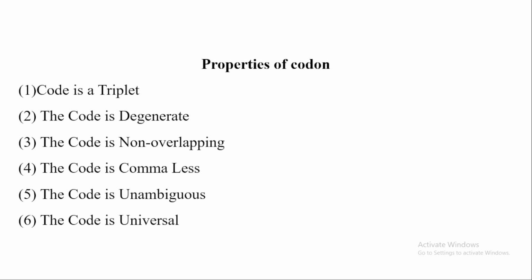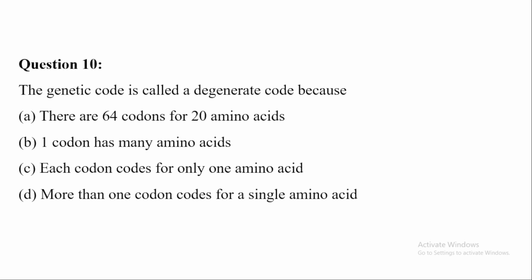One codon has many amino acids. This is a wrong statement. We have already seen that it is non-ambiguous. Each codon codes for only one amino acid. This is also a true statement. Since each codon is coding for one amino acid, one amino acid can be coded by 2-3 codons, but one codon cannot code for 2-3 amino acids.